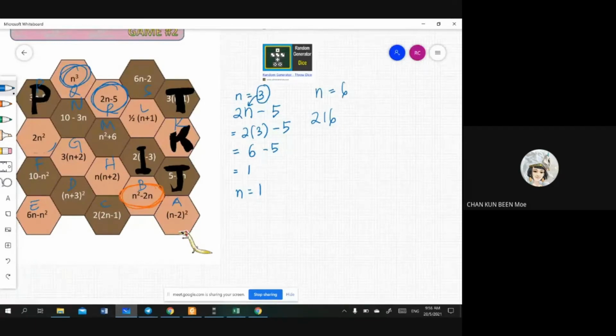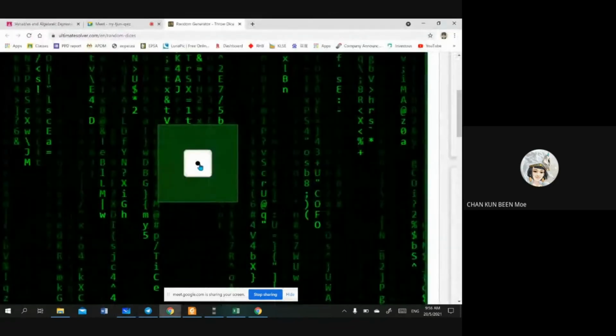Now, the next group, group number 5. Group number 5, which question do you want to choose? Naifa is here, right? Naifa, Alia, Azwin, Azalia, Hannah. F, okay. F, this is the one. I use green, F. So let's roll the dice.